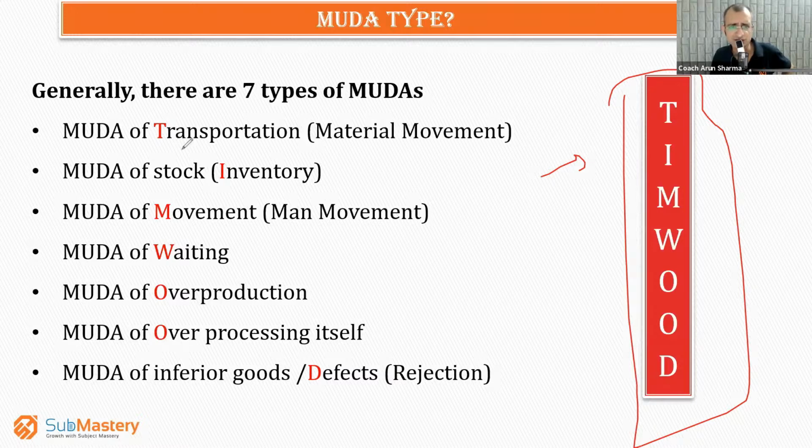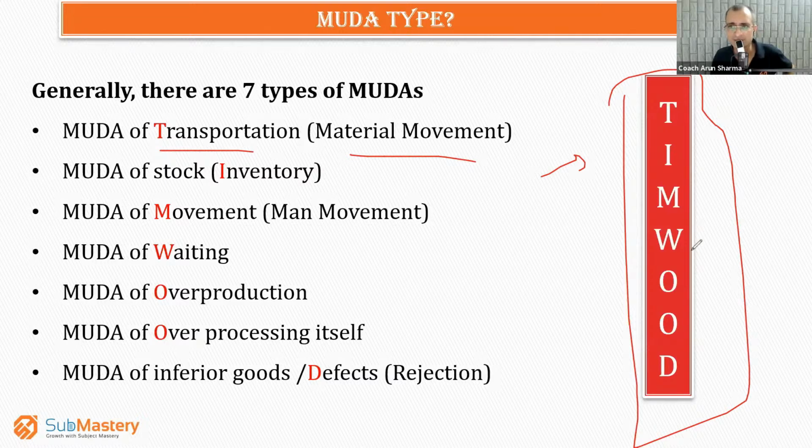What does it stand for? There are seven types of muda. Muda of transportation. Okay, T, when material movement is there. T for transportation. Muda of stock, muda of inventory. I. Muda of movement, man movement, motion or movement. We also say it like that. W stands for waiting.